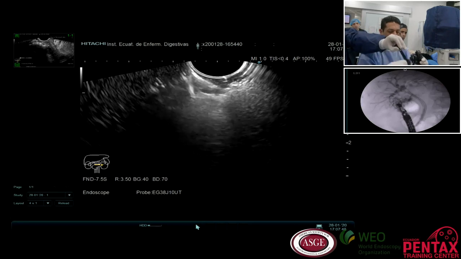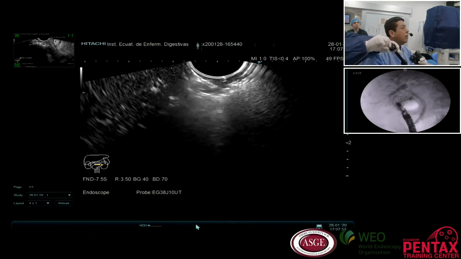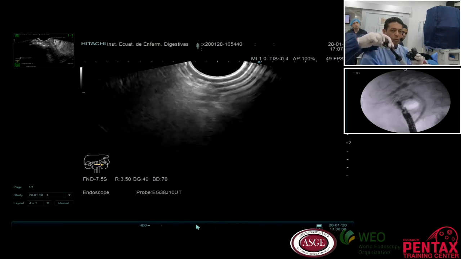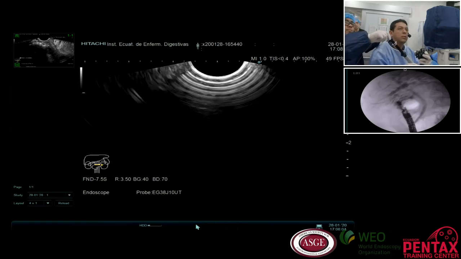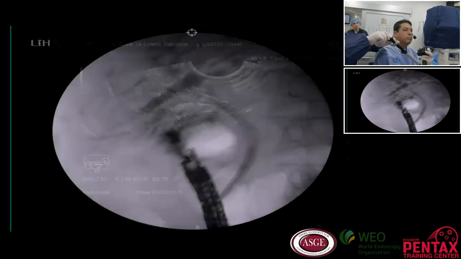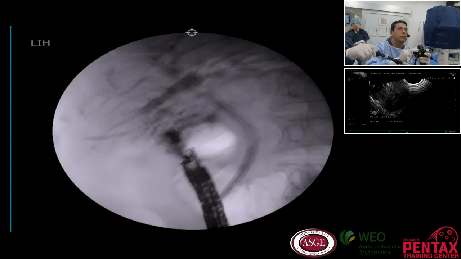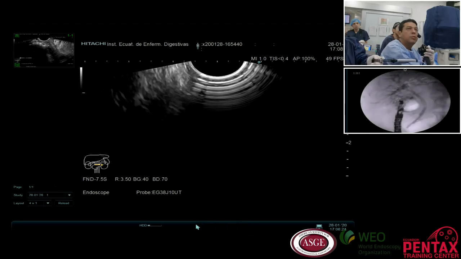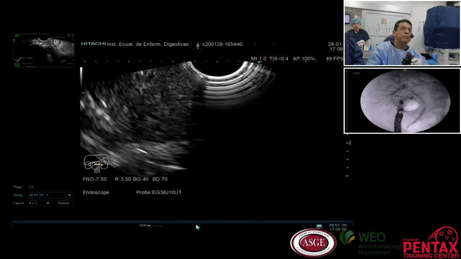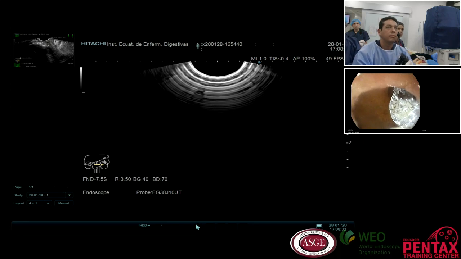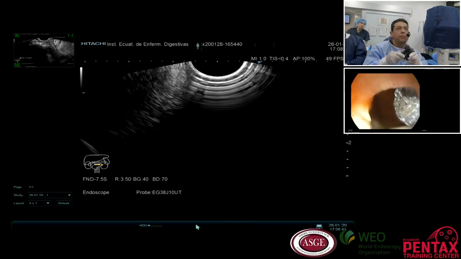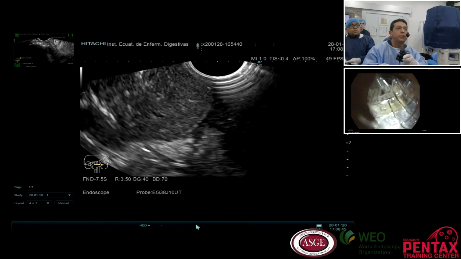Empuja la guía. Empuja la guía. So don't lose the guy wire. It's good though. Okay, empuja. So you can see by the US or axis here. And now I will pass a balloon just to perform a dilation. Balloon of 8 millimeters, huh?